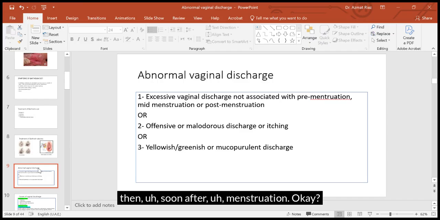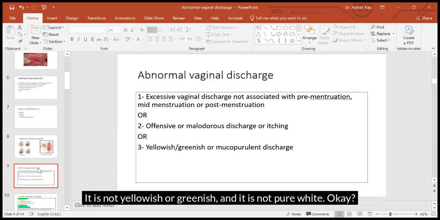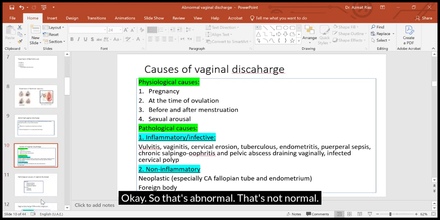And then soon after menstruation. But normal vaginal discharge does not smell bad, does not cause itching, is not yellowish or greenish, and is not pure white. It should not look pus-like or mucopurulent. So any vaginal discharge which is not associated with the time of period or the time of ovulation may be abnormal vaginal discharge. Again, if it smells bad, or causes itching, or is yellowish-greenish, or looks pus-like, or is even pure white, that's abnormal, that's not normal.